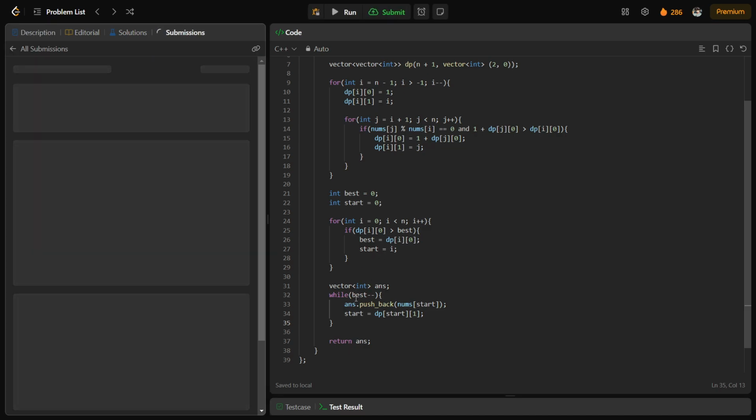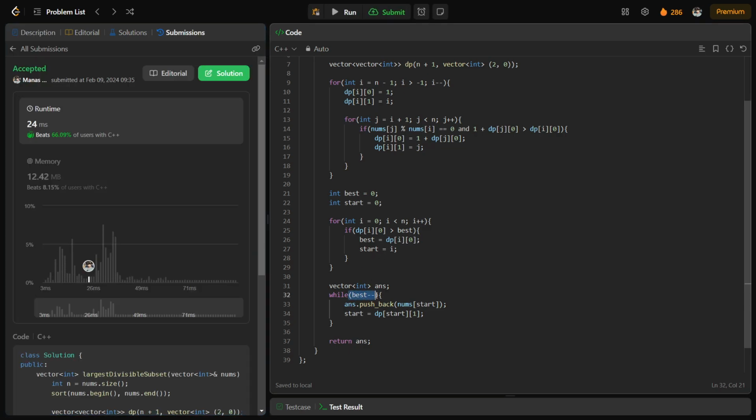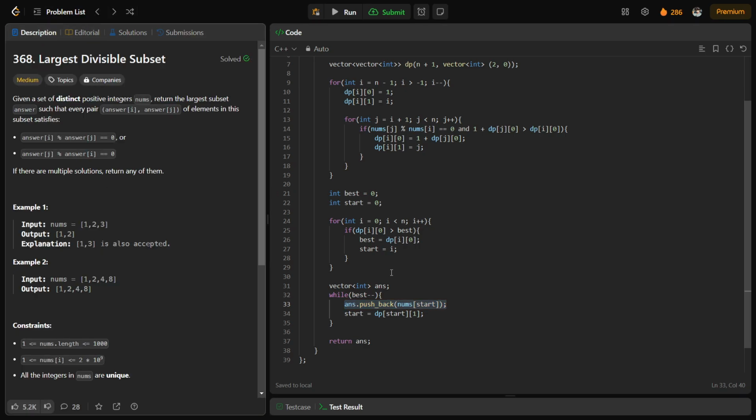So the only difference that I made was, now since I already know the size of the subset, I can make a while loop based on it and just keep on pushing my answer values into my answer vector, right? So this was all about this particular problem.